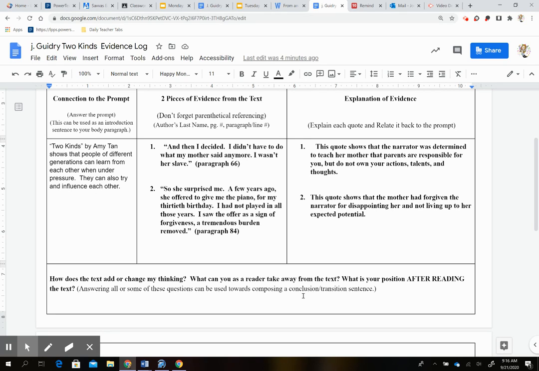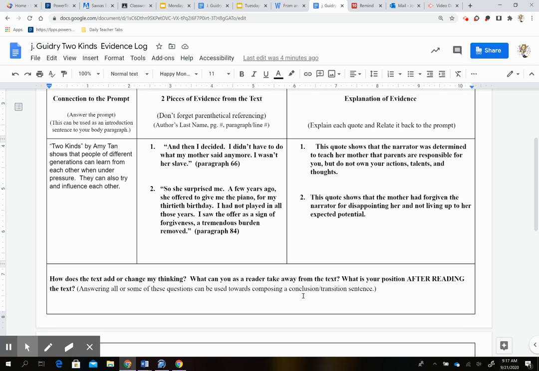Or did it change your thinking? I thought that only older generations taught younger generations lessons, but then I realized that the daughter was teaching the mother that she had to be her own person. What do you feel or think in this instance?